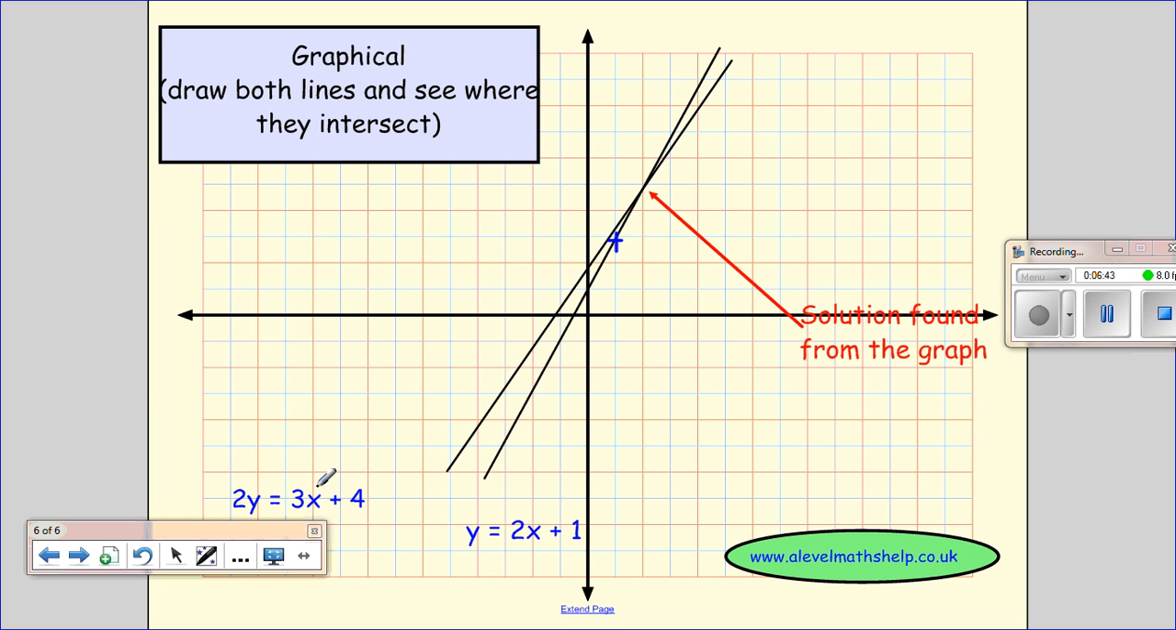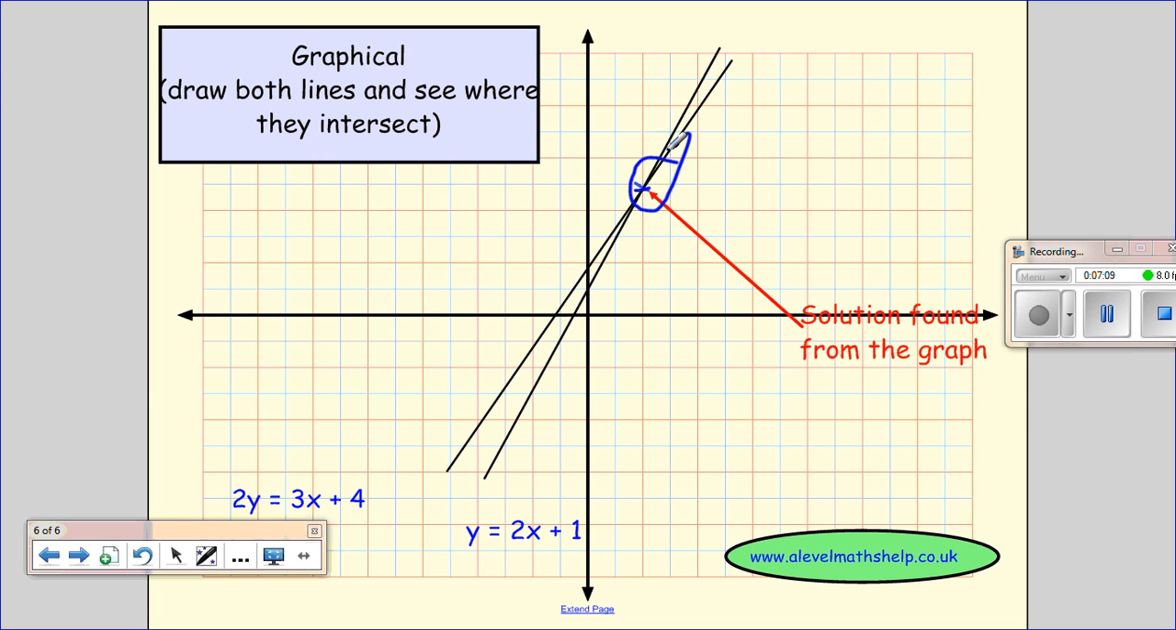This one, when x equals 0, 2y equals 4, so y equals 2, they're not very accurately drawn these, but never mind. And then I might choose x equals 2, so 3 times 2 is 6 plus 4 is 10, divided by 2 is 5, and so when x equals 2, y equals 5. And then you can see from this, you can read off the solution.